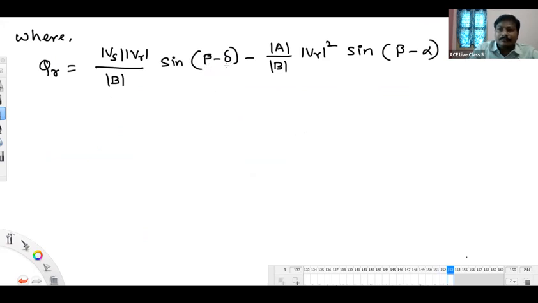Minus delta. What is delta actually? Anybody please tell me. Delta is an angular difference between the sending end voltage and the receiving end voltage.